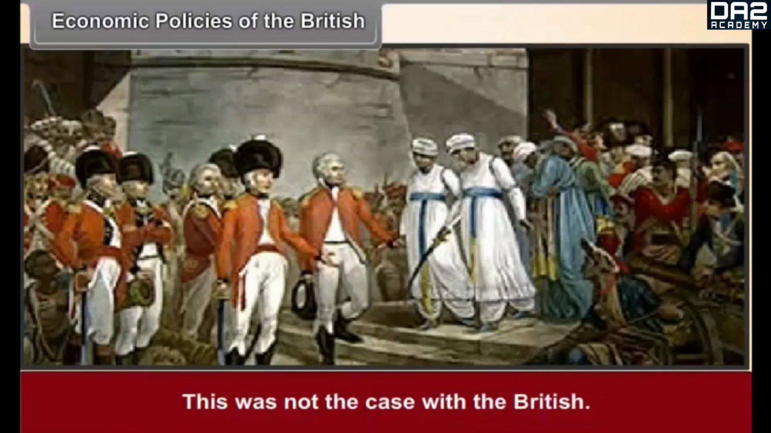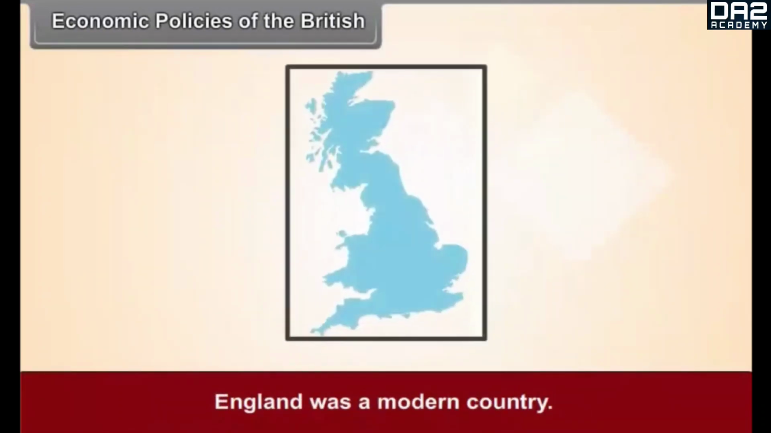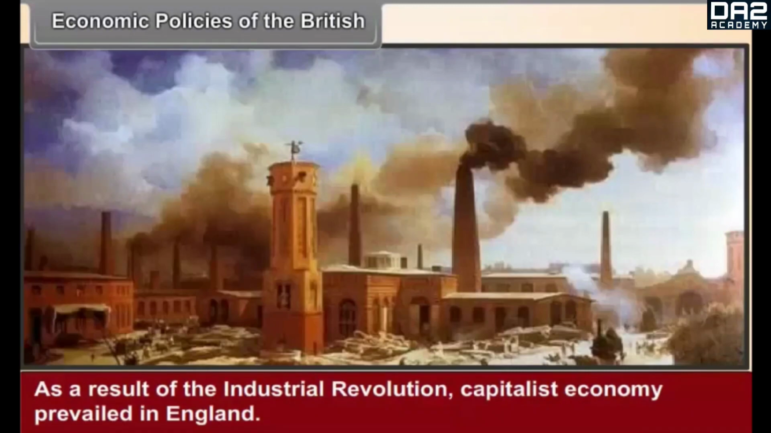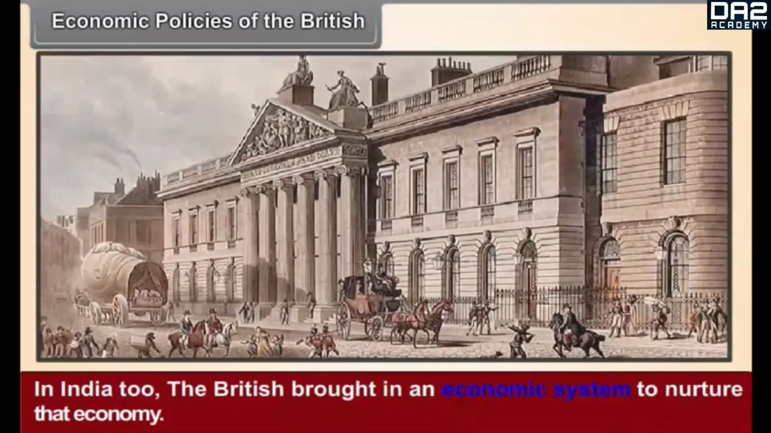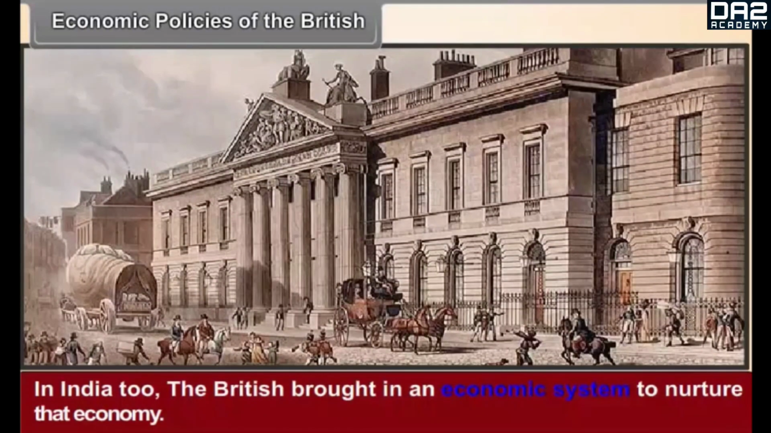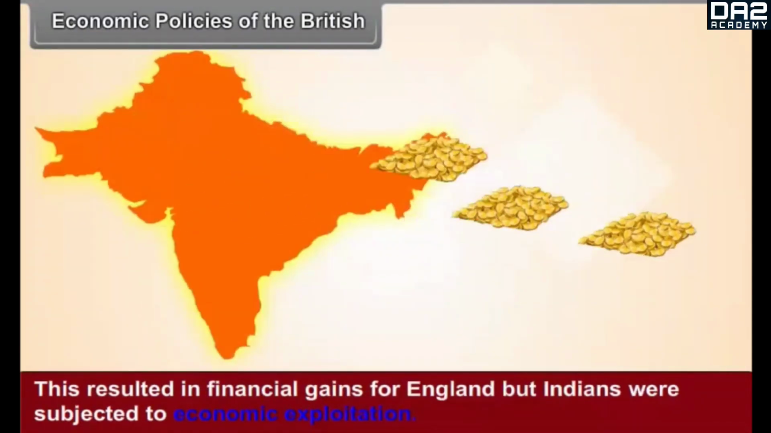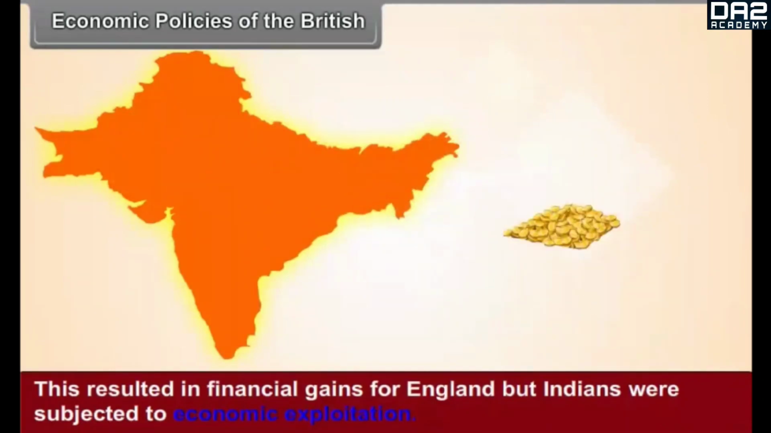This was not the case with the British. England was a modern country. As a result of the Industrial Revolution, capitalist economy prevailed in England. In India too, the British brought in an economic system to nurture that economy. This resulted in financial gains for England, but Indians were subjected to economic exploitation.